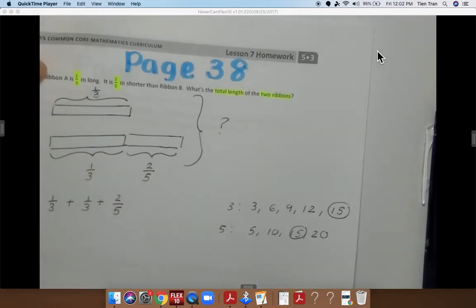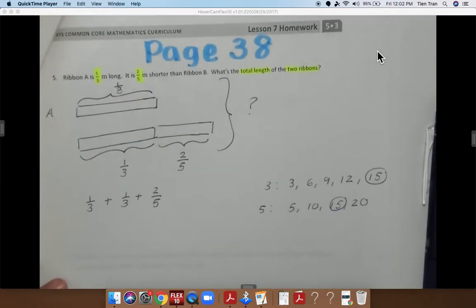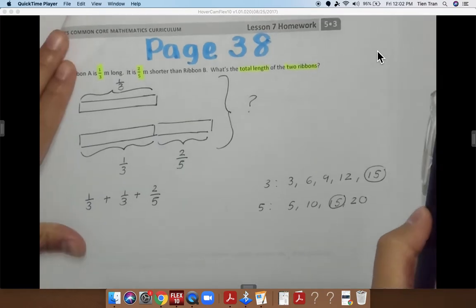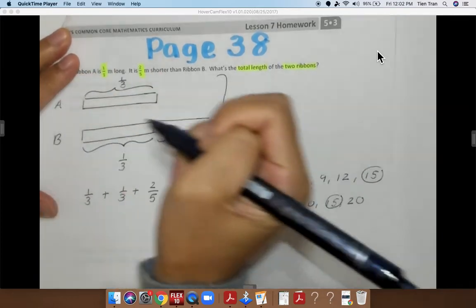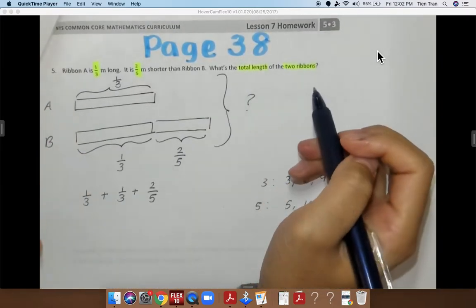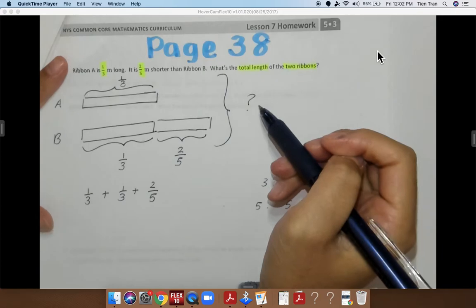Now, we're moving on to page 38. Ribbon A is 1/3 meters long. It is 2/5 meters shorter than ribbon B. So we have ribbon A and we have ribbon B. What's the total length of the 2 ribbons? So I'm trying to figure out what it is all together.